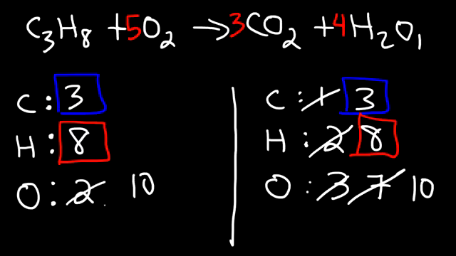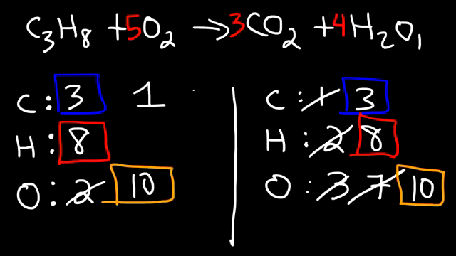Now the number of oxygen atoms are the same. And so at this point, the chemical equation is balanced. So anytime you want to balance a combustion reaction like this one, I highly recommend that you balance the carbon atoms first, and then the hydrogen atoms second, and save the oxygen atoms last. If you do it this way, your life will be a lot easier.